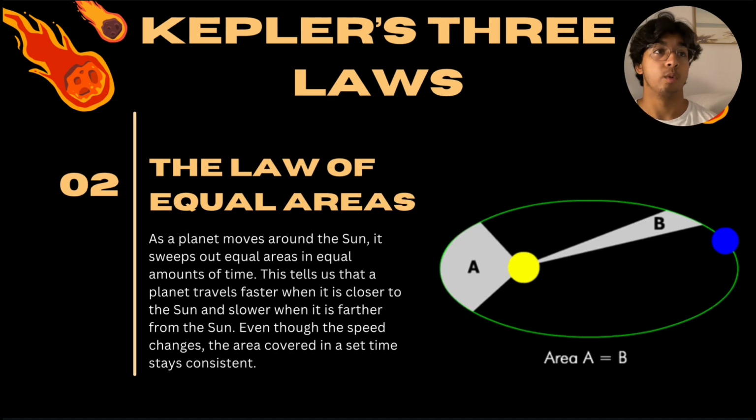Kepler's second law, which is the law of equal area, states that as a planet moves around the sun, it sweeps out equal areas in equal amounts of time. This tells us that a planet travels faster when it is closer to the sun and slower when it is further away. Even though the speed changes, the area covered in a set amount of time stays consistent.